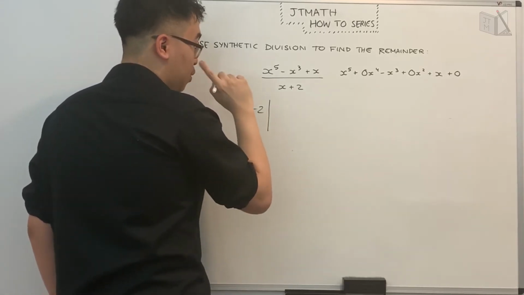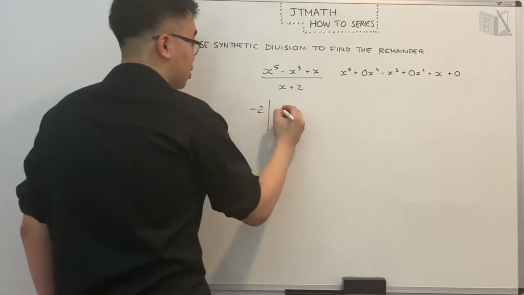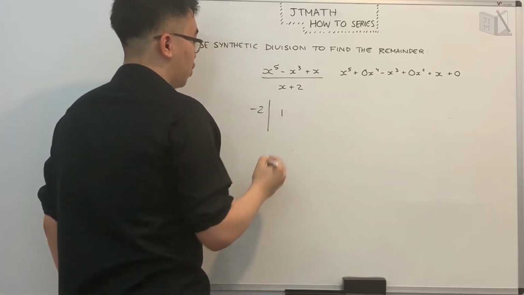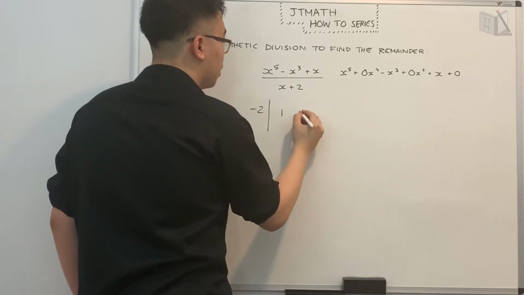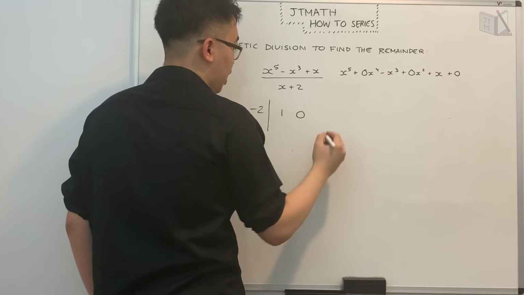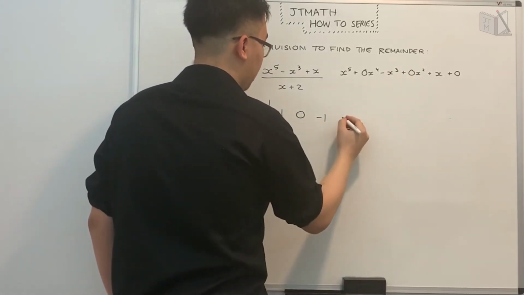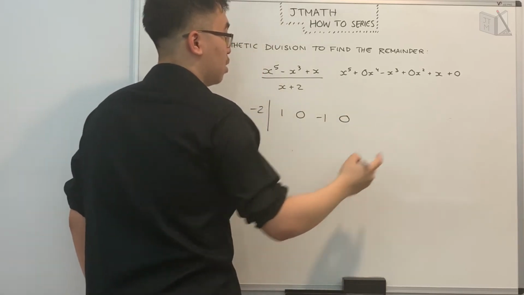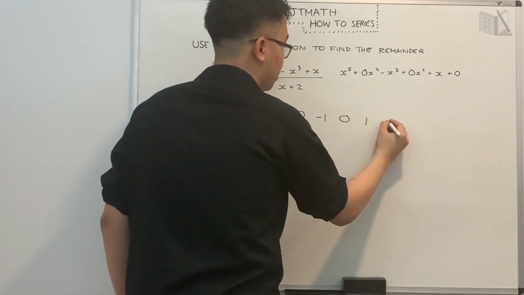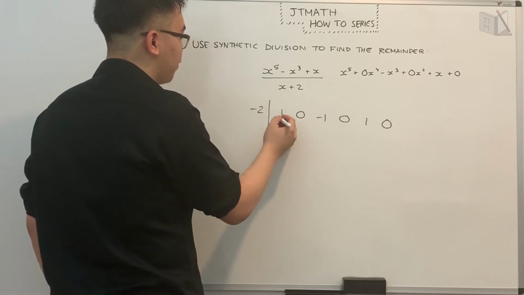And then over here we're going to list out the coefficients of each of our x powers. So for example, x to the fifth has a coefficient of 1. So we write plus 1, 0 on the x to the fourth, minus 1 on the x to the third, 0 on the x squared, plus 1 on the x to the 1, and then 0 on the constant. And now we are finally ready to begin our division here.